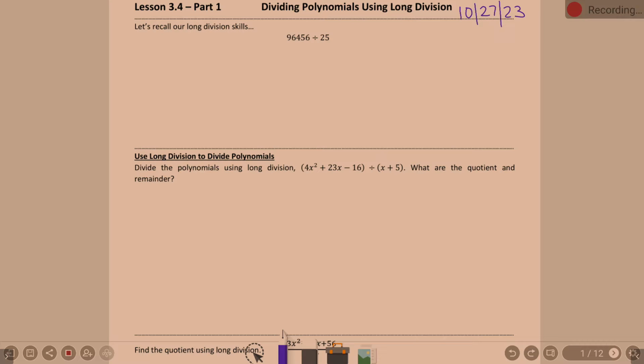So now, 96,456 divided by 25. How do we set this up? Valid question, right? Important question. There's my help. What goes in, what goes out, Ruby? 25 out. Okay. 96,456 is what we are dividing into. We're dividing by 25, so that goes out.